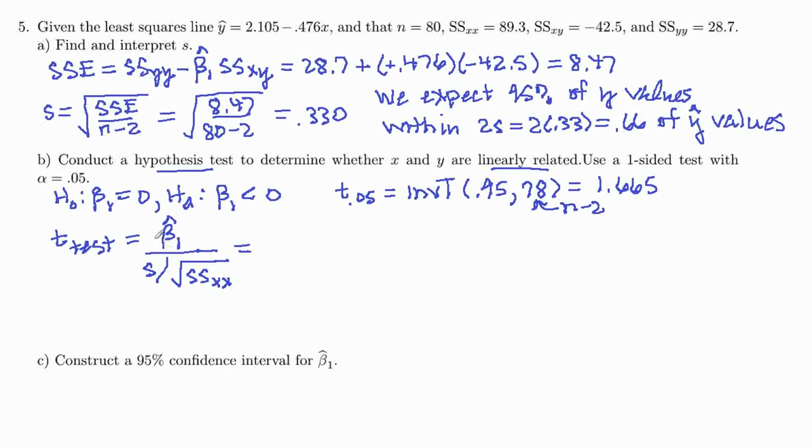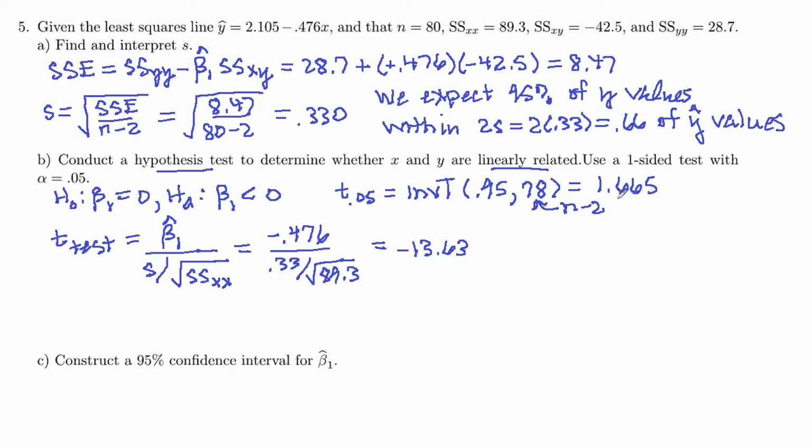So our beta 1 hat here, that is the negative 0.476. And then in the denominator, s is 0.33. And we're dividing by square root of sum of squares of xx, right there, 89.3. And then if you do the calculator work there, you will get negative 13.63 to 2 decimal places.